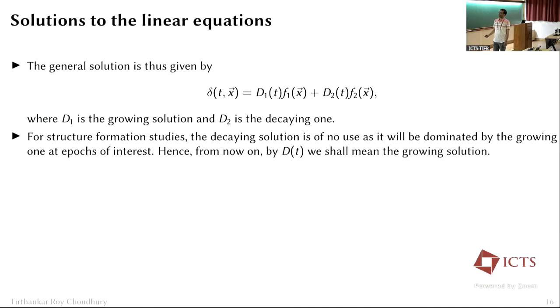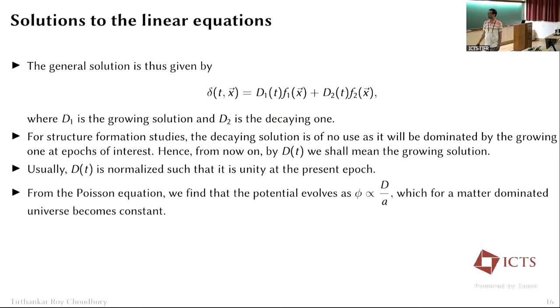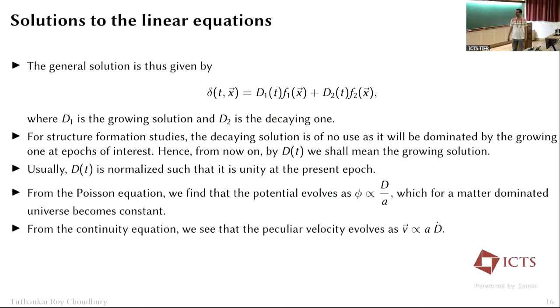Of course, this is just to say the same thing, that the true solution is a linear combination of these two, but the decaying solution is something which is not very interesting to us. This growth factor essentially is normalized such that it is unity at the present epoch. Just like the scale factor, we normalize it in such a way that it is unity at the present epoch. Then once you have solved for density, you can go back to all the other equations and find out.